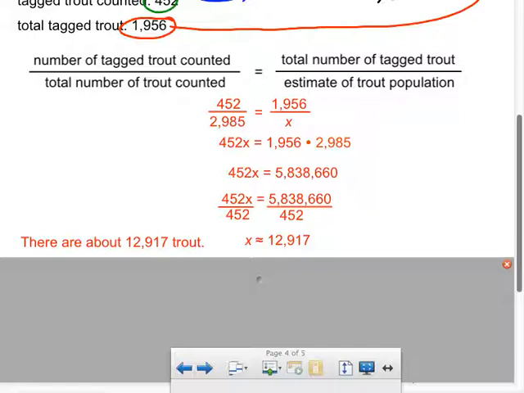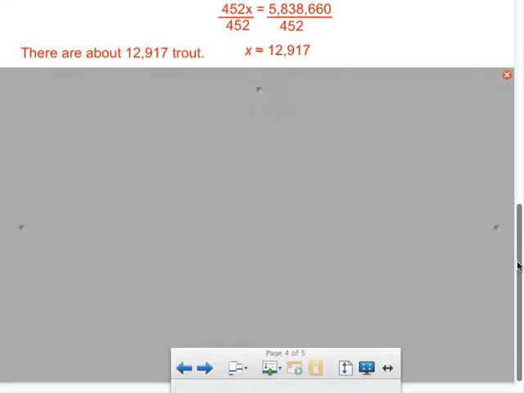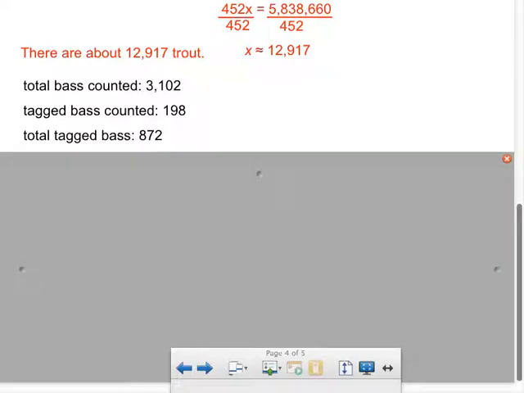So proportions, nothing new. Setting up the word problem, that's the new thing. Okay? But it's not really that difficult, do you think? Okay, so now go ahead and do that one. Same thing, set it up, estimate population size.